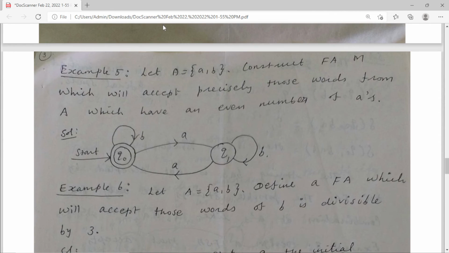The same problem, only the difference is here we have an even number of A's. Let A consist of the symbols A, B. Construct an FA which will accept precisely those words from A which have an even number of A's.